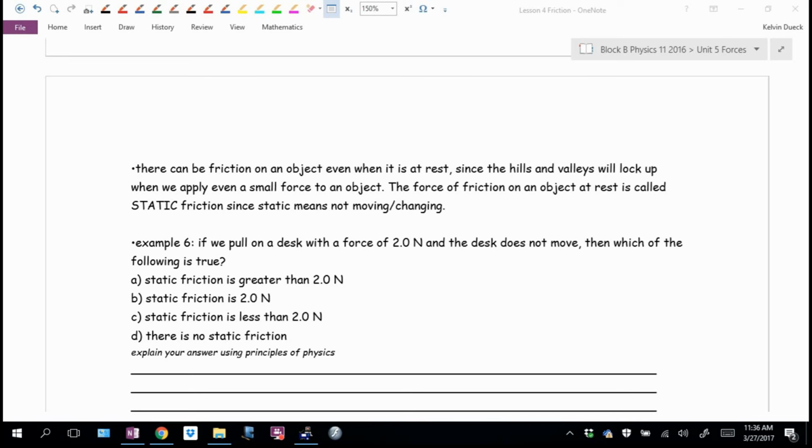Who says A, static friction is bigger than 2 newtons because it's not moving? 1, 2, 3, 4, 5, 6. Pierce just went up at the last second. Who says B, static friction is exactly 2 newtons? 1, 2, 3, 4, 5, 6, 7, 8, 9, 10, 11, 12, 13, 14. Pierce votes twice. Who says it's less than 2 newtons? Who says there is no friction? Convince me.